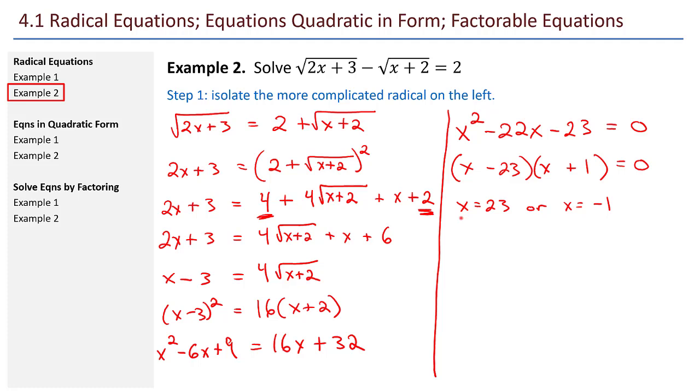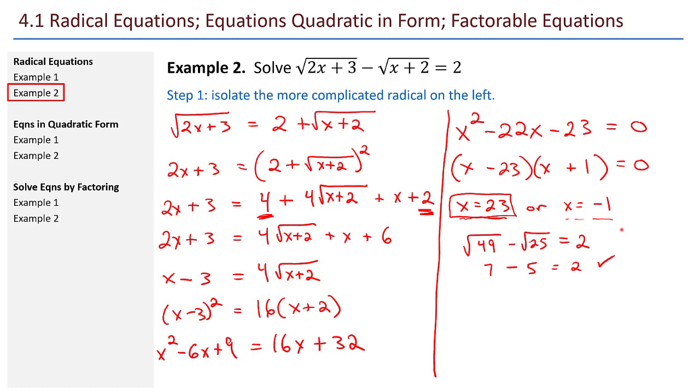If I plug 23 into the original equation, I get the square root of 49 minus the square root of 25 equals 2. Oh, so that's interesting. So square root of 49 is 7 minus square root of 25 is 5, and that equals 2. Oh, and that looks good. Check. So this x equals 23, that is a good solution.